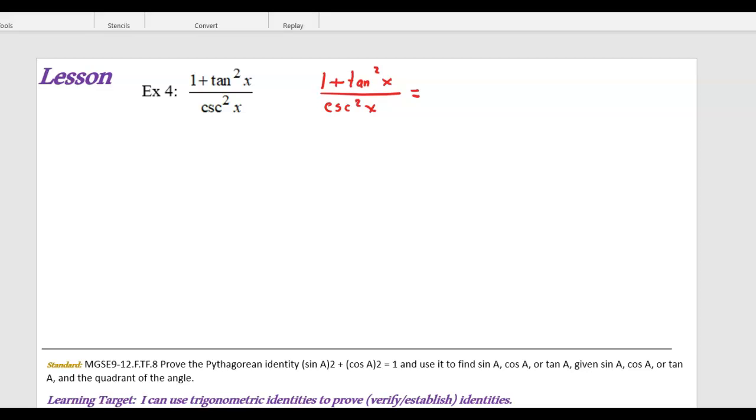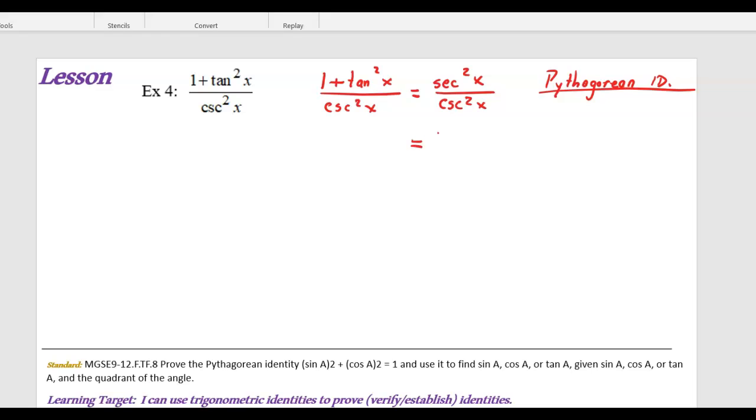I see 1 plus tangent squared of x. I'm going to make a substitution. That is secant squared of x. How do I know? That's one of my Pythagorean identities. Sometimes I abbreviate, sometimes I don't. Pythagorean ends with an N, theorem ends in an M. Pythagorean identity. Okay, so that was my first substitution.